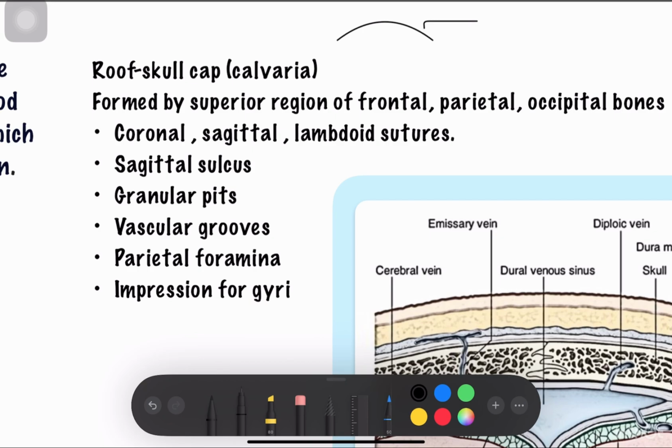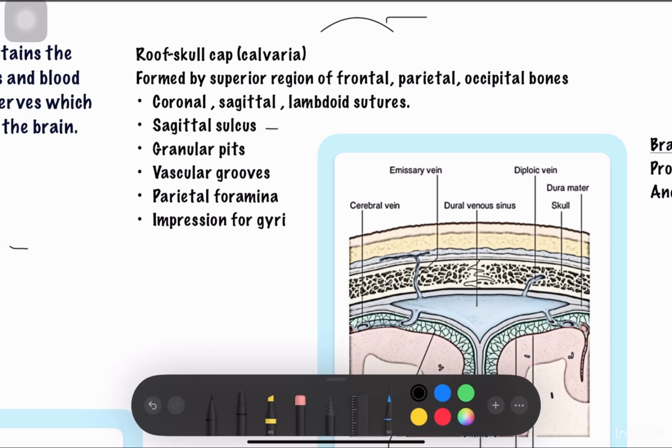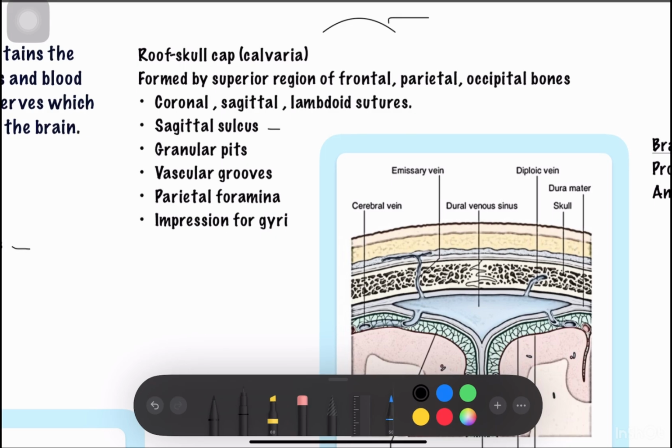So the brain is housed by its roof, which is known as the skull cap or the calvaria, and it is formed by the superior aspect of the frontal, parietal, and occipital bones. It has sutures and sulci, like the sagittal sulcus, granular pits, vascular grooves, parietal foramina, and impressions of the gyri.